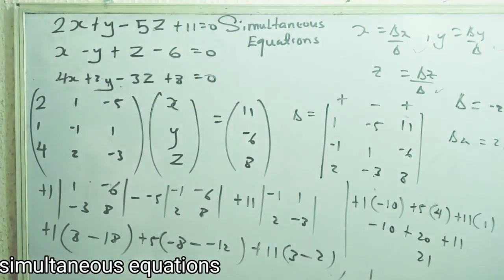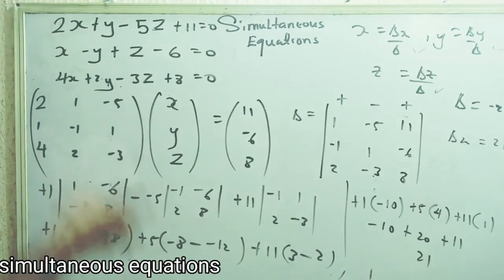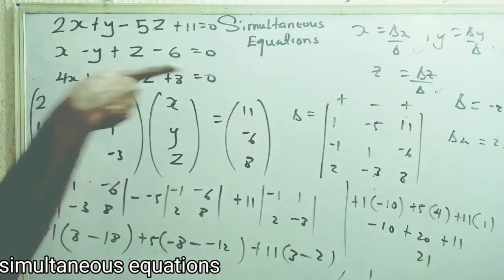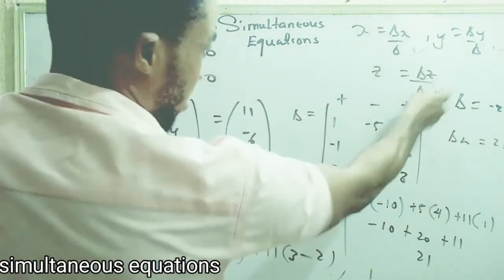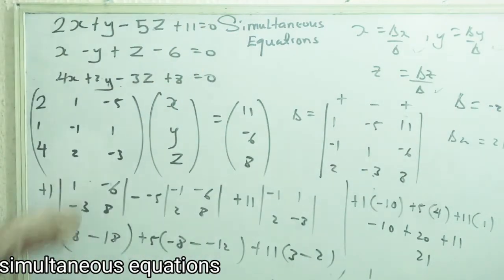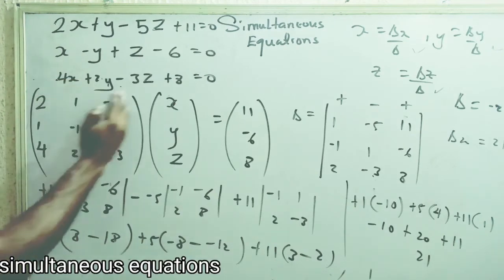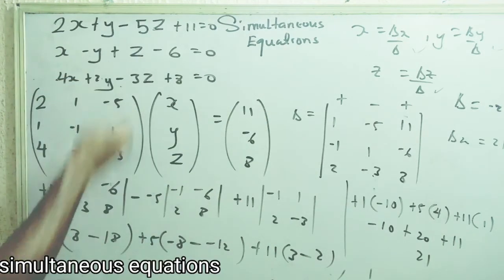Now let me do the same thing for y. Then I'll leave you to do the z at your own convenience, and that's to find the value of z. Now I need to omit this column of y while I push this one over, and this will replace it.